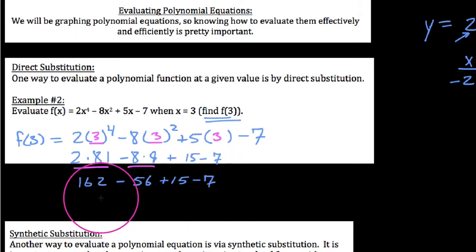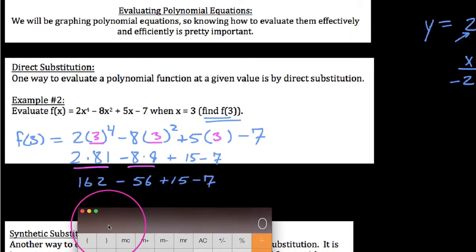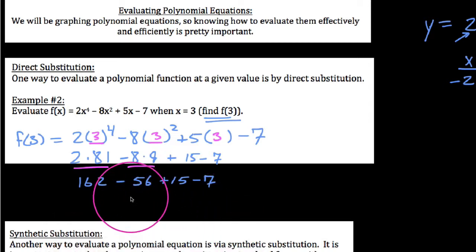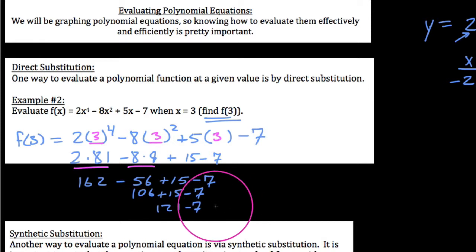And we say 162 minus 56. So 162 minus 56 is 106. So we have 106 plus 15 minus 7. So 106 plus 15 is 121. Minus 7 would give us 114. Okay, so we get 114 here.